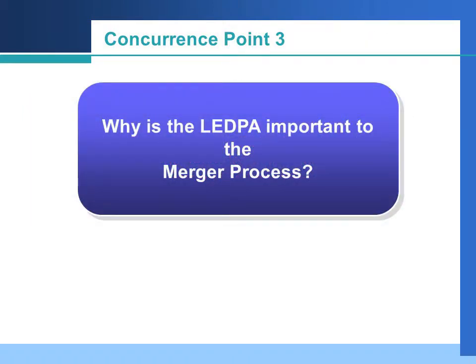Now, in conclusion, LEDPA preferred alternative is the best solution to the problem or satisfying the transportation need while avoiding and/or minimizing impacts to environmental and community resources. For Process 1, the LEDPA is the corridor. For Process 2, the LEDPA is the best fit project within the widening corridor.